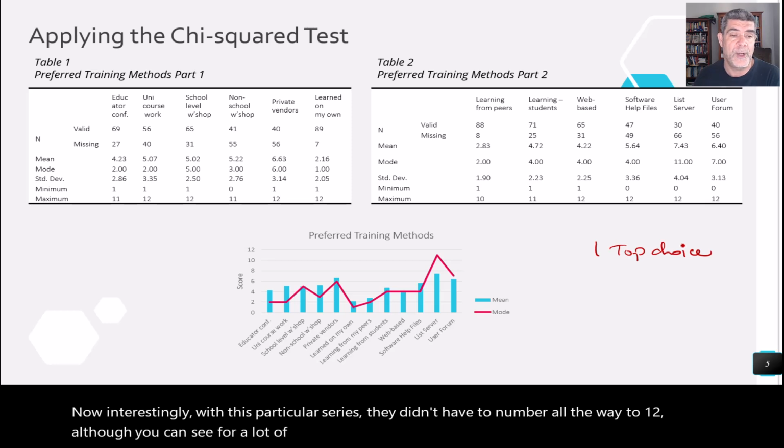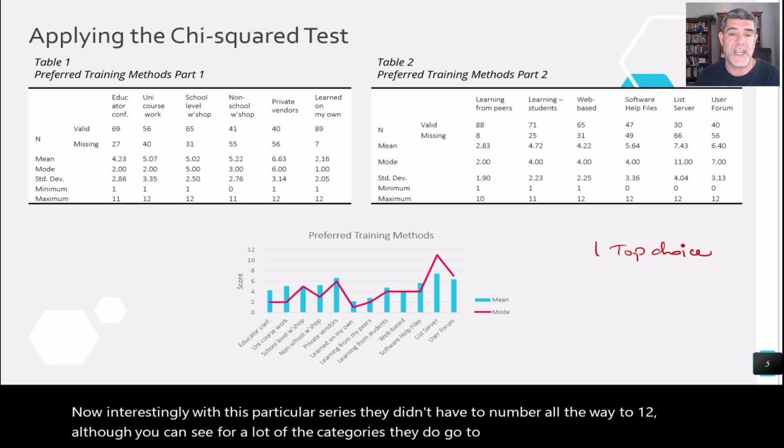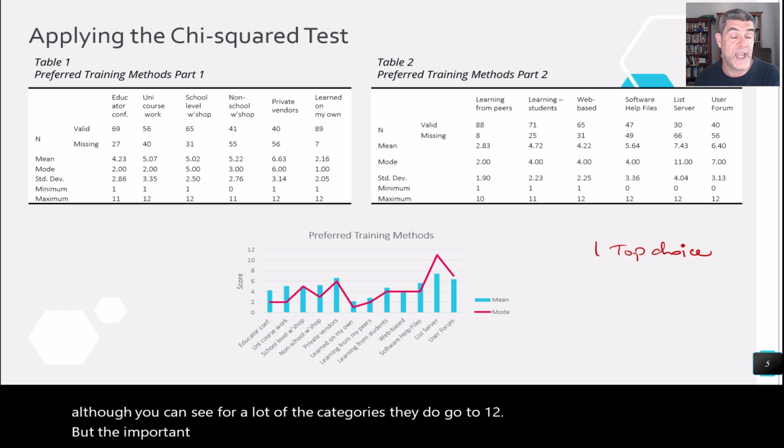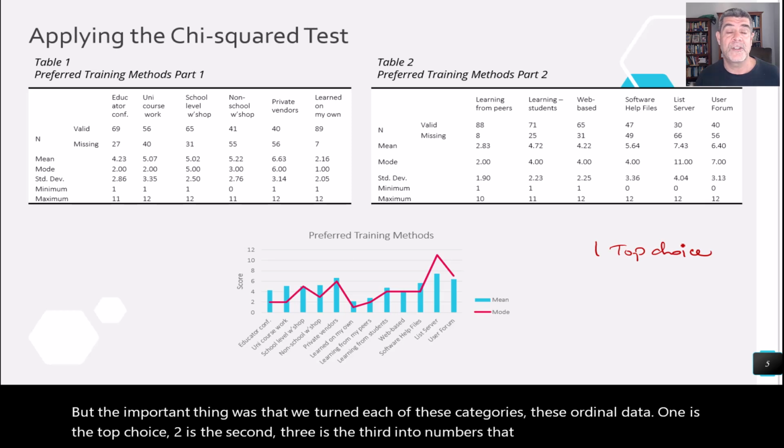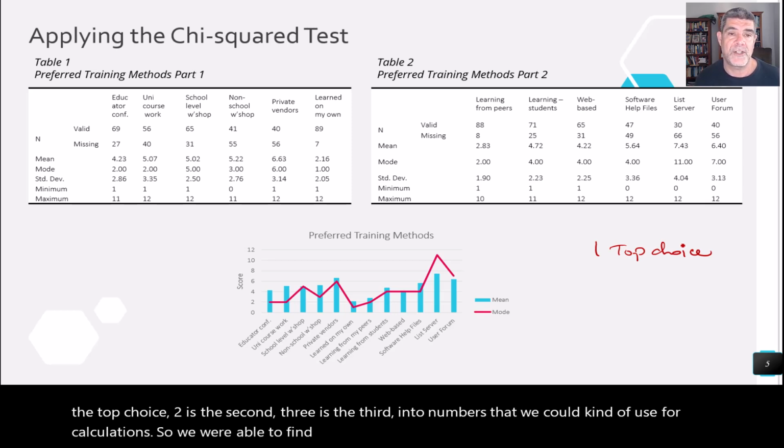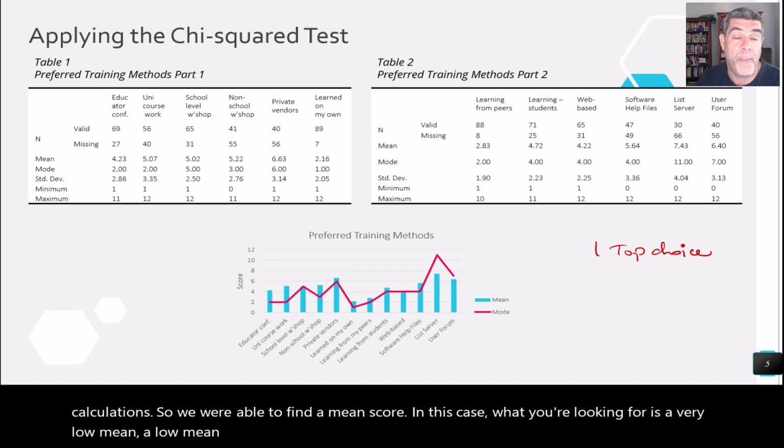But the important thing was that we turned each of these categories, these ordinal data, 1 is the top choice, 2 is the second, 3 is the third. So we were able to find a mean score. In this case, what you're looking for is a very low mean. A low mean is a highly ranked score. So obviously, if every single person ranked a particular strategy as number 1, it would have a mean of 1, and that would be the most popular way of learning how to do something.